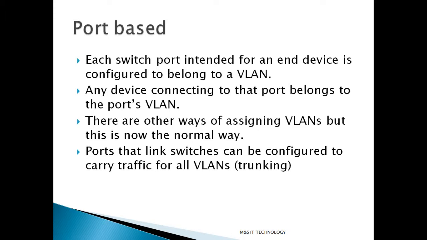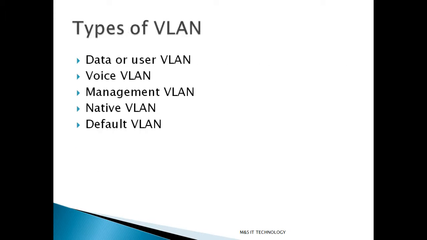Port-based VLAN. Each switch port intended for an end device is configured to belong to a VLAN. Any device connecting to that port belongs to the port's VLAN. There are other ways of assigning VLANs, but this is now the normal way. Ports that link switches can be configured to carry traffic for all VLANs. Trunking.